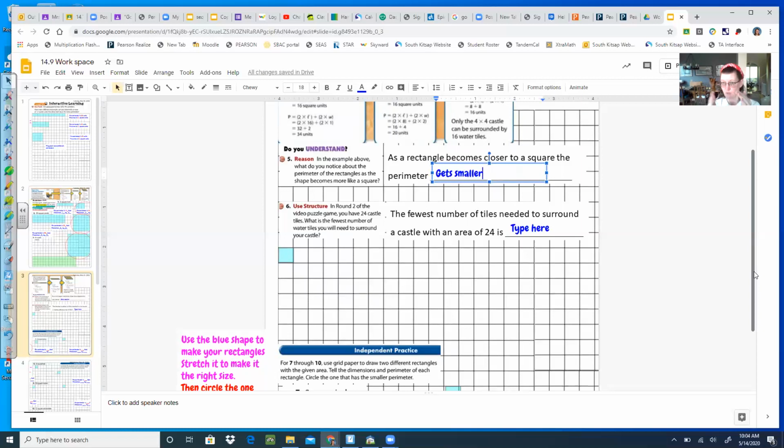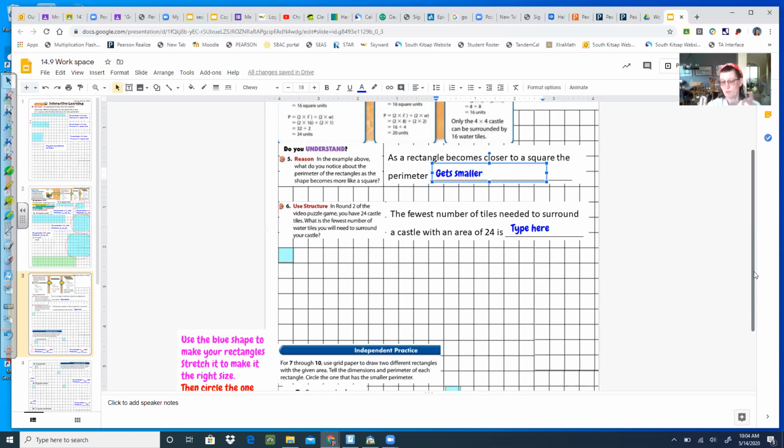Well, let's multiply our square numbers. So 2 times 2 is 4, 3 times 3 is 9, 4 times 4 is 16, 5 times 5 is 25. Bummer, that's one too big. So we can't have 5 times 5. So we still have to have that area of 24.